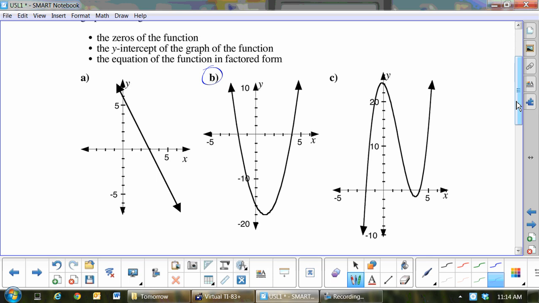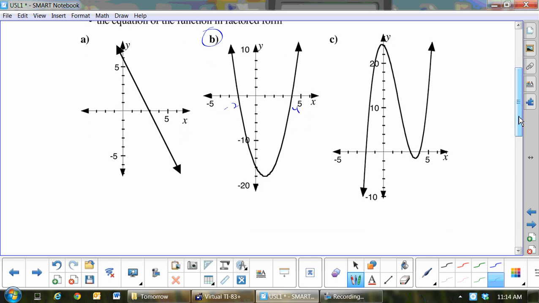Now, just by looking at the picture, can I come up with an equation? Okay, how? Okay, this is negative 2, and what's the other one? So x equals negative 2 and x equals 4. Where do I go next? So I'm going to add 2. So x plus 2 equals 0. And the other one? x minus 4 equals 0. So your equation is y equals x plus 2 times x minus 4.